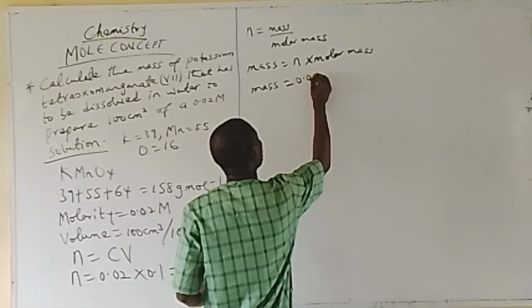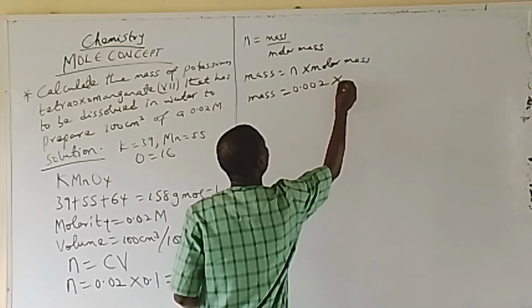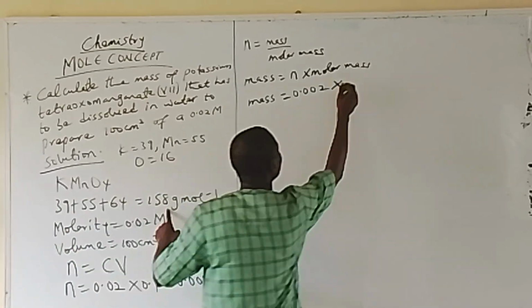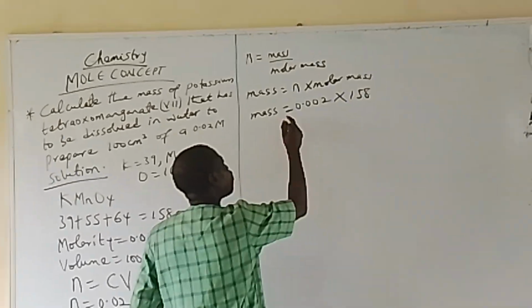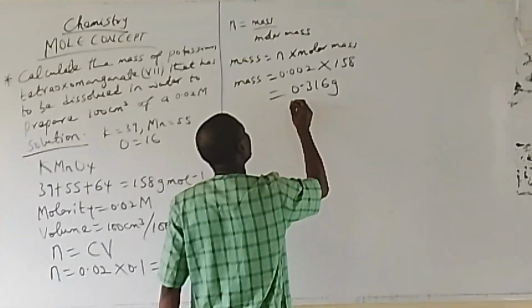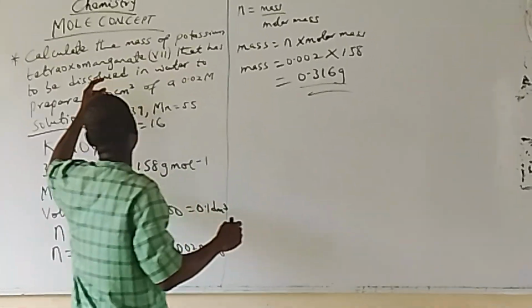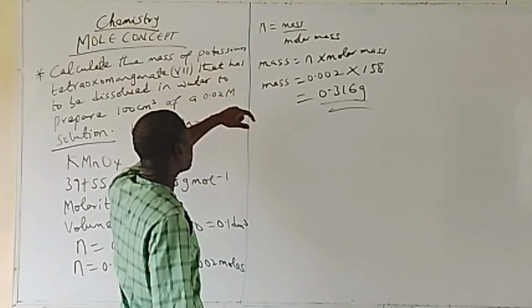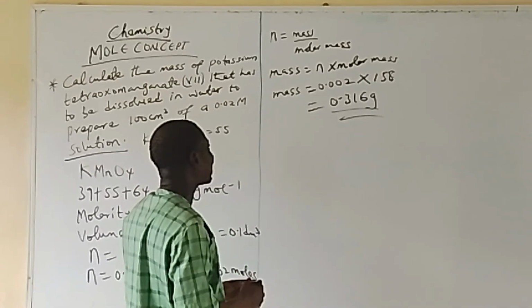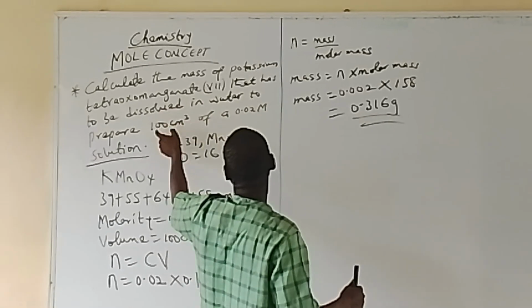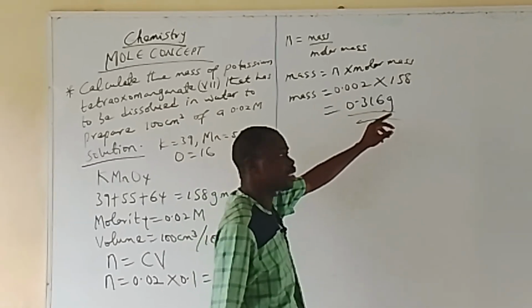So mass is equal to the number of mole in question, 0.002, multiplied by the molar mass of the compound, 158. So when you compute this, that is 0.316 gram. So the mass required is 0.316 gram. So the mass of potassium tetraoxomanganate 7 required to dissolve in that volume of water is 0.316 gram.